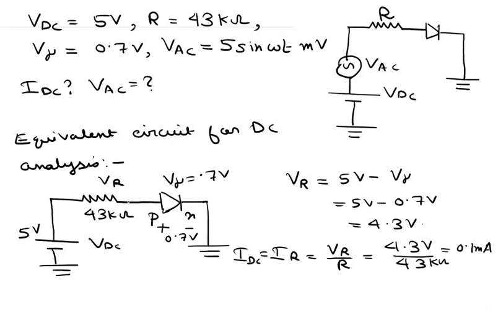Because we have used only this DC source over here, we already got to know about the DC current. So IDC is basically 0.1 milliampere. Now we are also asked about the AC current. To find the AC current, we basically need to replace this circuit with the small signal AC model.